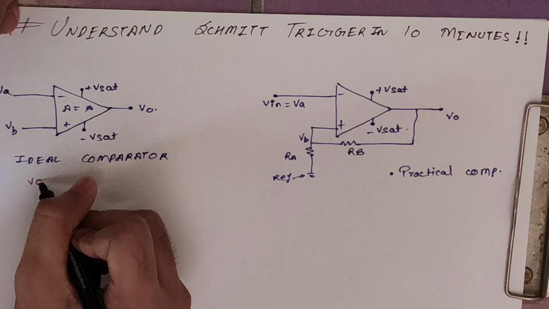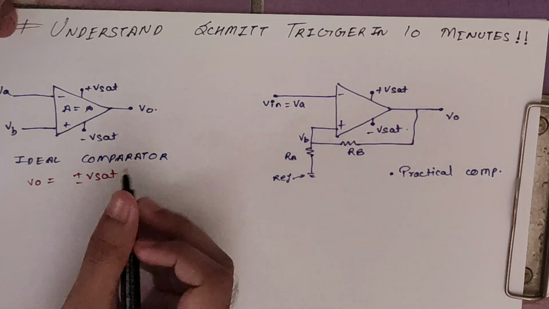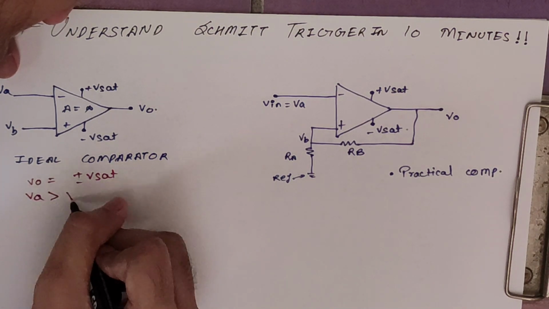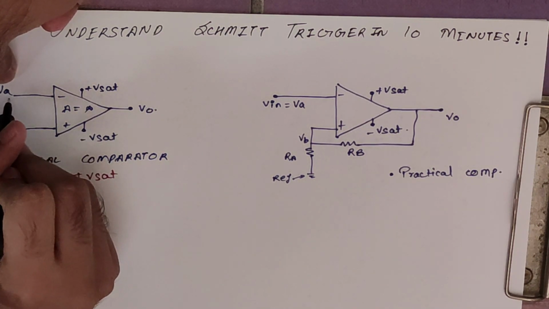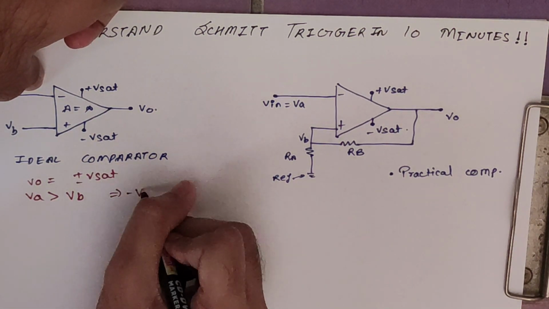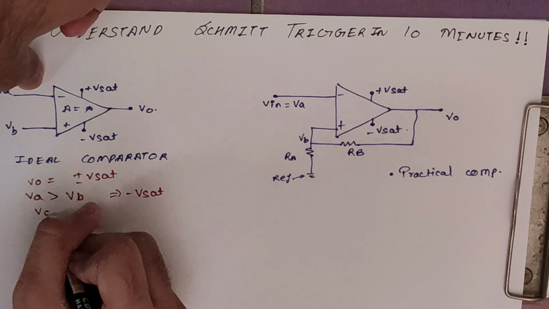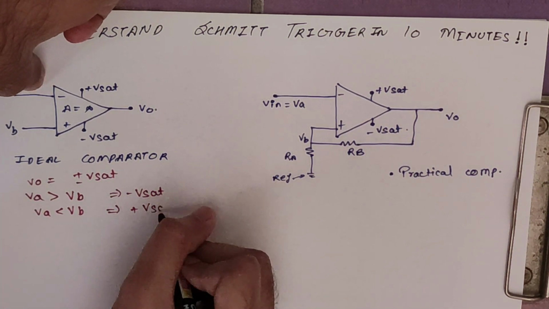and we know the output of a comparator is VO equals plus or minus Vsat. The condition for this is: if VA is greater than VB, basically if the inverting terminal has a voltage greater than the non-inverting terminal, then the output will be minus Vsat, and if VA is less than VB, then the output will be plus Vsat.